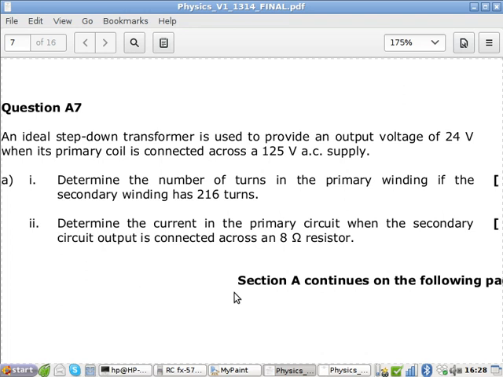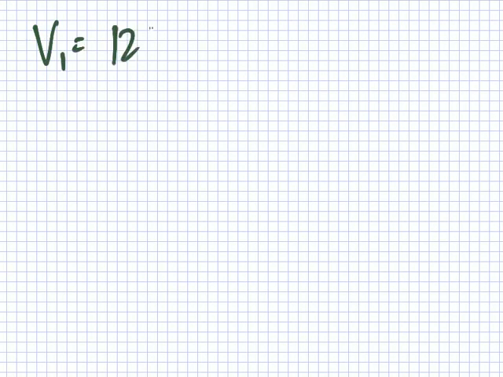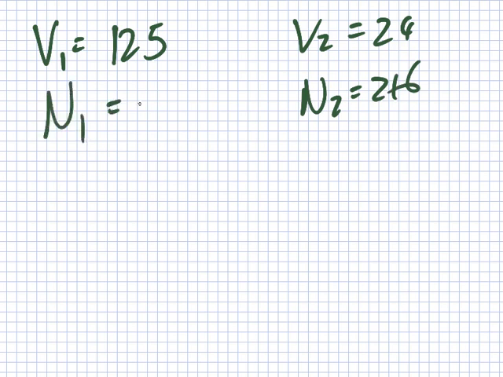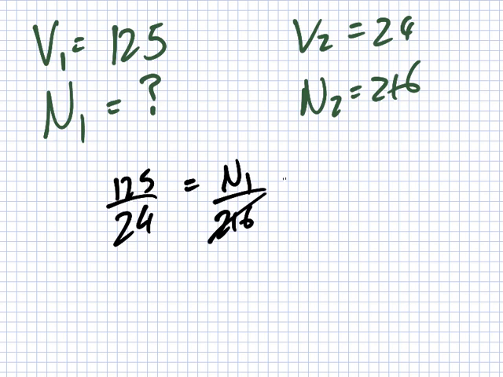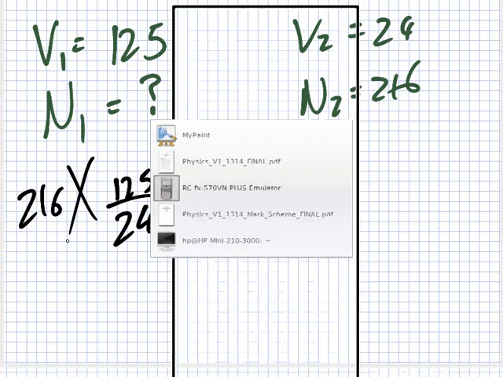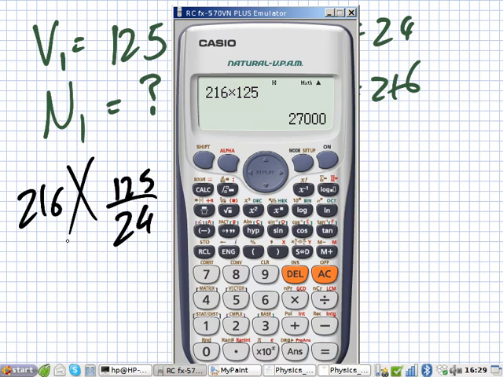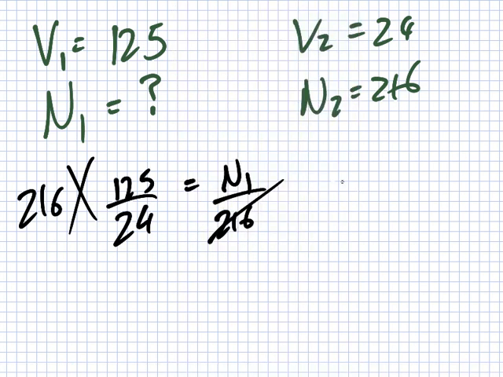Right, what information do you know here? You know V1 and V2? Yes. Okay, which is which now? V1 is 125. And which of the N's do you know? And they probably want the primary, is it? So, V1 over V2 equals N1 over N2. Super easy. 216 times 125 over 24. 1125? Yes. How many marks was that one? Two. And it only would take 20 seconds. This should not take 2 minutes.